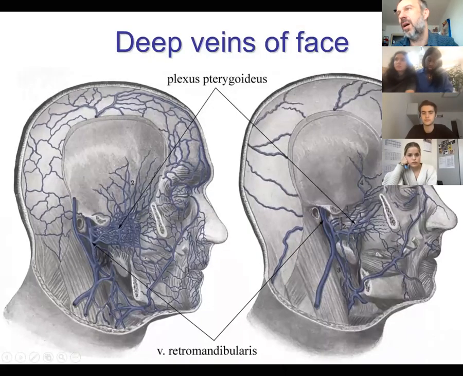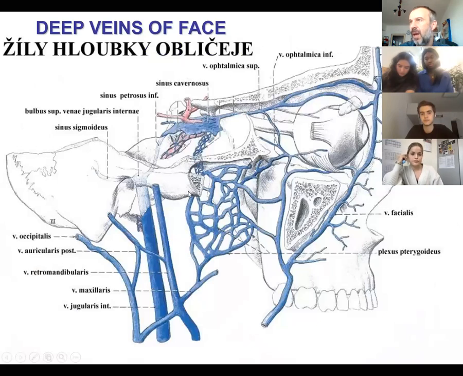Okay, this shows you the pterygoid plexus, how it can be either rich or scarce in this situation. And of course, we can see here another vein I have talked about, and that's the deep facial vein, vena profunda faciei, between the pterygoid plexus and the facial vein. And another figure showing you the pterygoid plexus here, and the deep facial vein here.